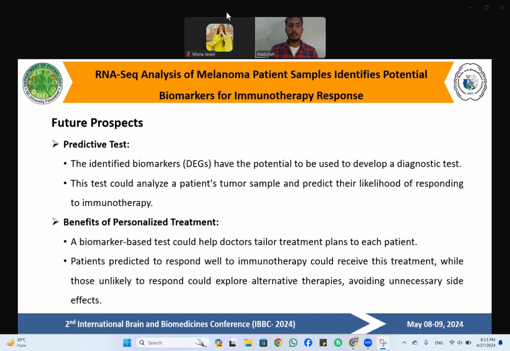Benefits of personalized treatment. The biomarker-based test could help doctors tailor treatment plans to each patient. Patients predicted to respond well to immunotherapy could receive this treatment, while those unlikely to respond could explore alternative therapies, avoiding unnecessary side effects.